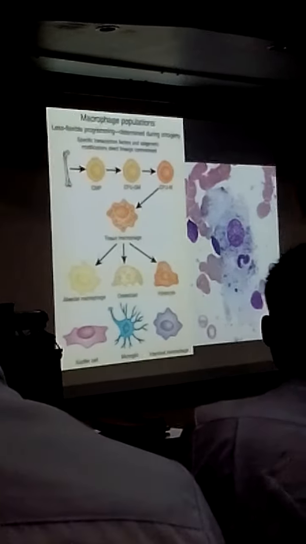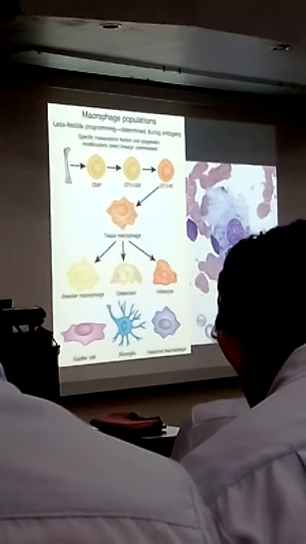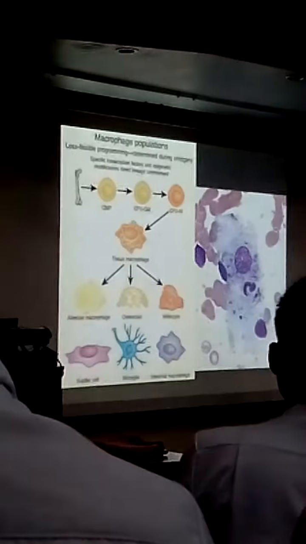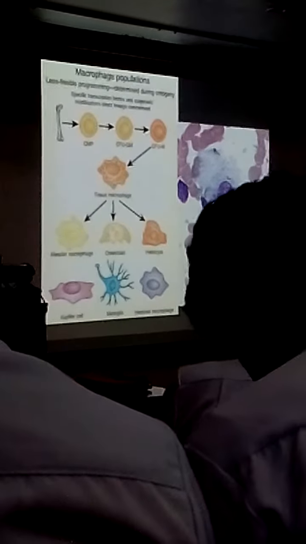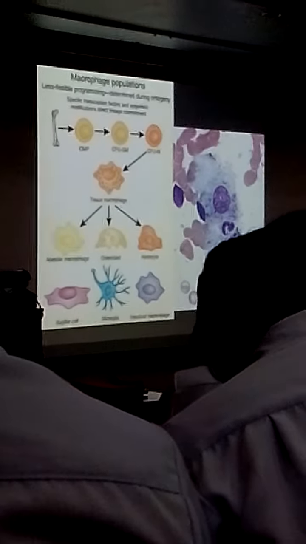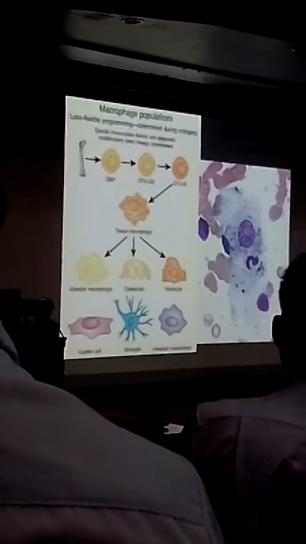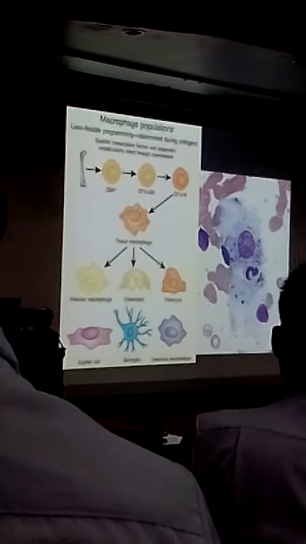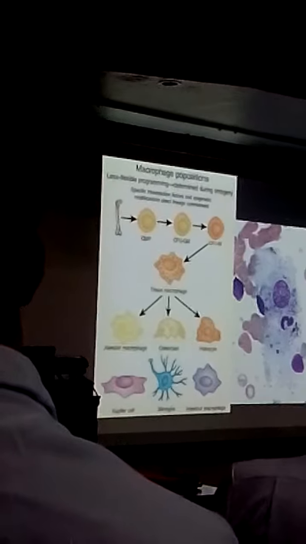Then we have macrophages. If you read the book, you know that there are different names for the macrophage depending on where they are located. These are just some illustrations on the left side, mentioning the alveolar macrophage, osteoclast, histiocyte, Kupffer cells, microglia, and intestinal macrophages. The one on the right is a close-up view of a macrophage. If you can see, it's actually engulfing a neutrophil and other cellular debris.